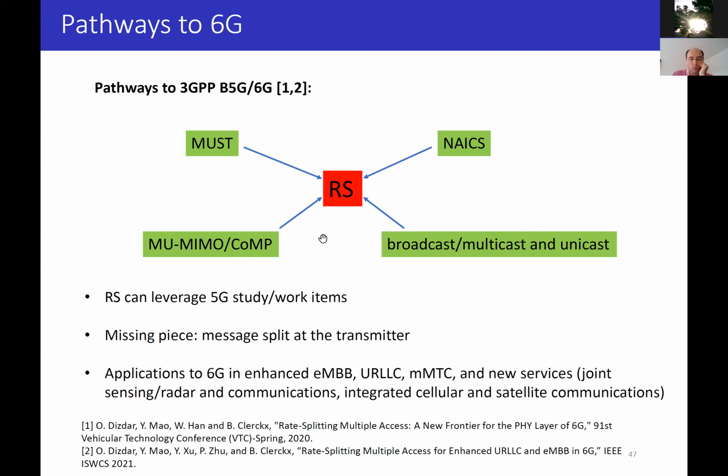And so rate splitting would have lots of applications in different 6G scenarios. You can have enhanced mobile broadband, URLLC, machine type communication, and then also new services, sensing and communication, to manage interference between sensing and communication, and also the interference between communication users, integrated cellular and satellite, and so on. And we discussed some of them in those papers here.